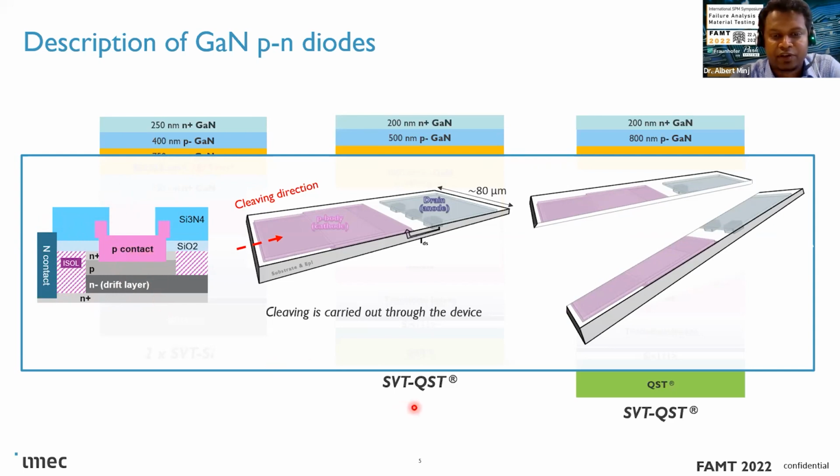So that's why very often you will see me writing here SVT. That means semi-vertical transistor, because it's not really a pure vertical transistor, as we have all the contacts from the top. So from the top view, this is how our diode looks like. P-body contact here, and this is the drain contact. So we cleave through these diodes, and then we study the cross section by electrical SPM.